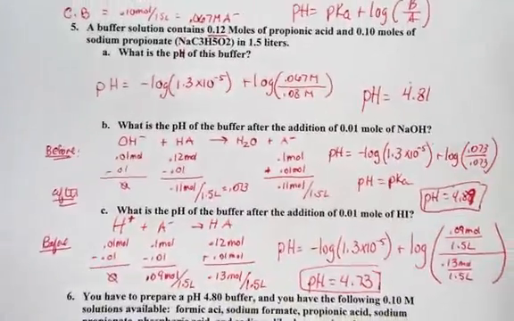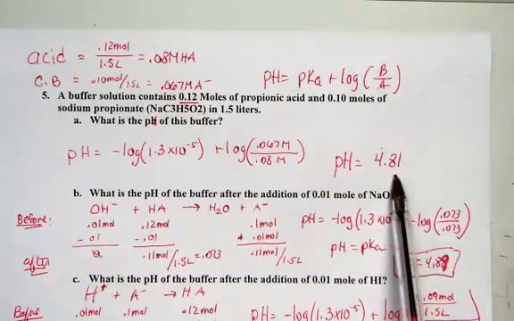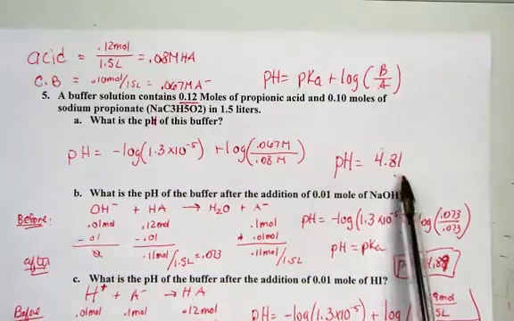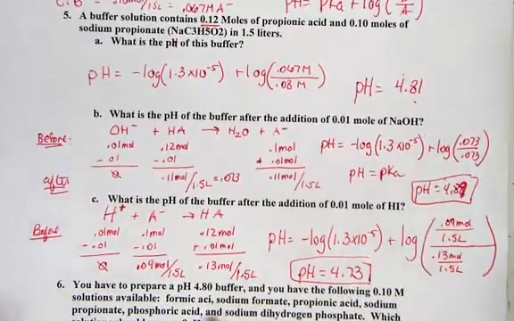Recall what's happened? We started with a buffered system that originally had a pH of 4.81. After the addition of a strong acid, it went down a little. Our number makes sense.